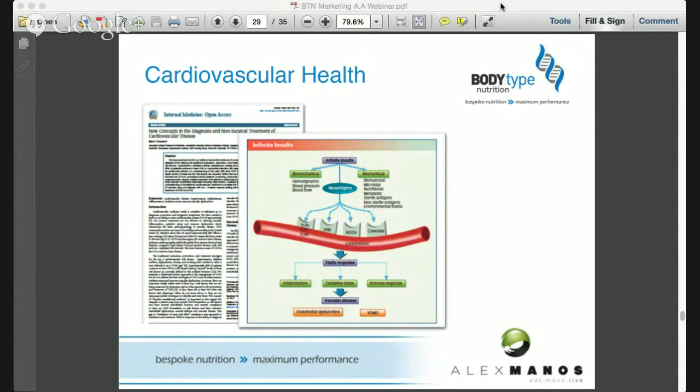So cardiovascular health is a really interesting area, and again, there's lots of different research out there supporting this sort of approach.